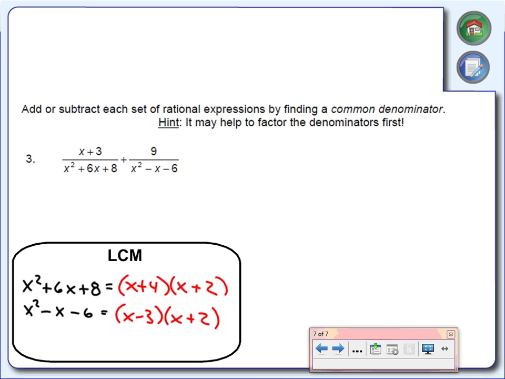Got to be those two, because a negative 3 times 2 would give us negative 6. And when I add negative 3 plus 2, I get my negative 1. So those are the factors. All right, at this point, we've got it all factored out. Let's find that least common denominator.